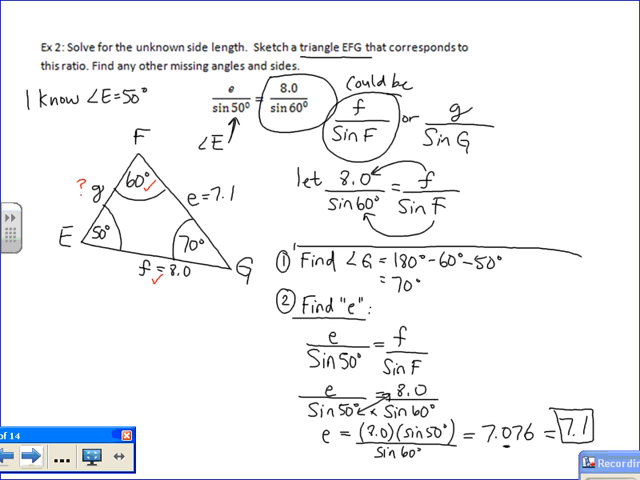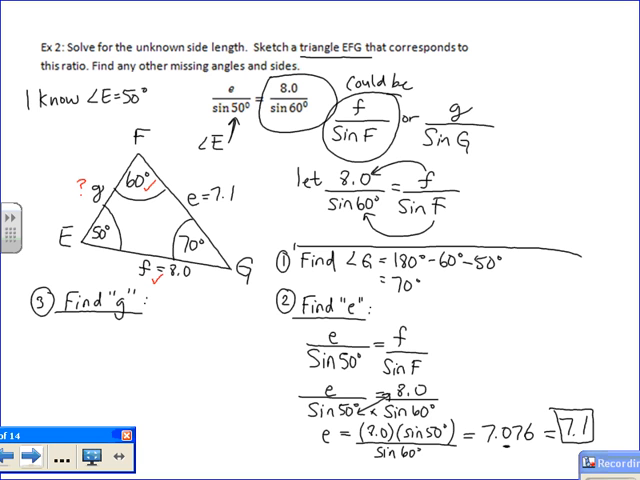Okay. Great. Finally, then, I can now solve for g. So step number 3, let's find side length g. And again, I could now use either the ratio f over sine of f, or I could use the ratio e over the sine of e. The best idea is to stick with the ratio that you were given in the question because you know you haven't made an error there.